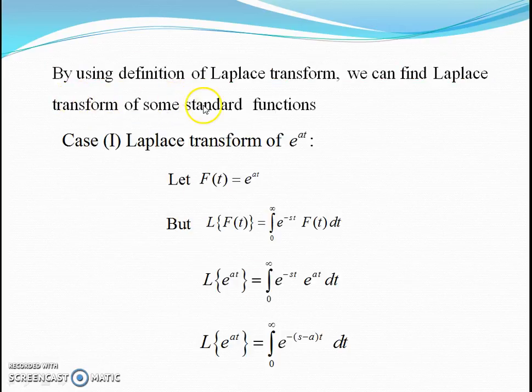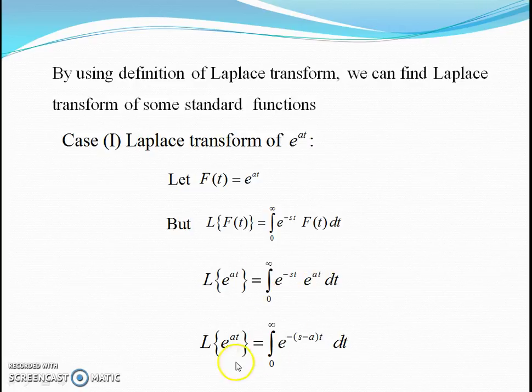By using the definition of Laplace transform, we can find Laplace transform of some standard functions. Case 1. Laplace transform of the standard function e to the power at, where a is constant. Let f of t equal e raised to at. Put this value of f of t in the definition of Laplace transform. We get Laplace of e raised to at is equal to integration 0 to infinity e to the power minus st into e raised to at dt.